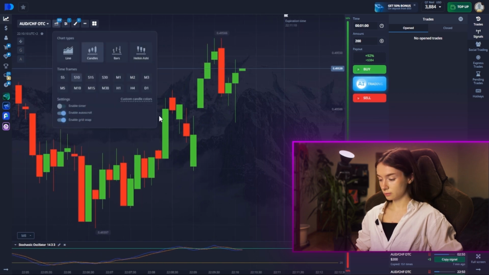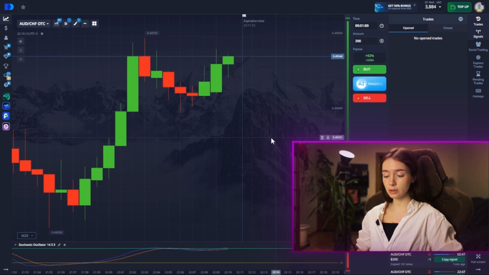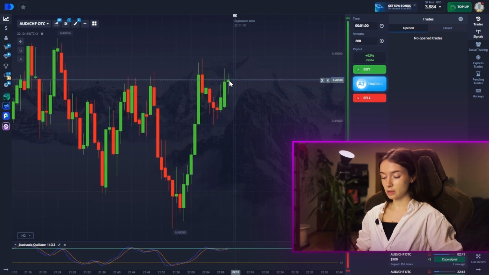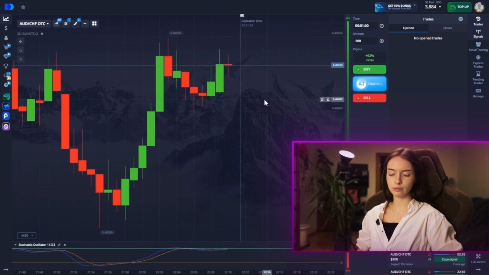For example, here I look at the 1 minute history. I already understand a lot from it. Price almost reached the level. There's a small pullback now. It might reach the level. We can wait for a pullback.